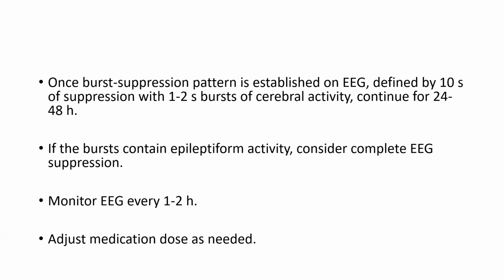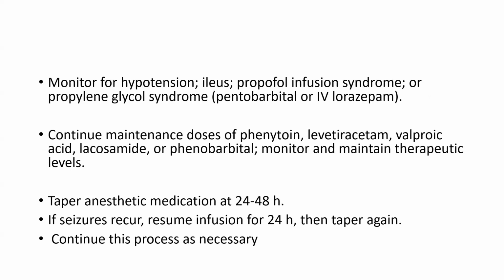Once a burst suppression pattern is established on EEG, which is defined by 10 seconds of suppression with 1 to 2 seconds of burst of cerebral activity, we have to continue it for 24 to 48 hours. If the burst contains epileptiform activity, consider complete EEG suppression. Then we have to monitor EEG every 1 to 2 hours. Adjust medication dose as needed. Monitor for hypotension, ileus, propofol infusion syndrome, and propylene glycol syndrome. Continue maintaining the dose of phenytoin, levetiracetam, valproic acid, lacosamide, or phenobarbital. Monitor and maintain therapeutic level.